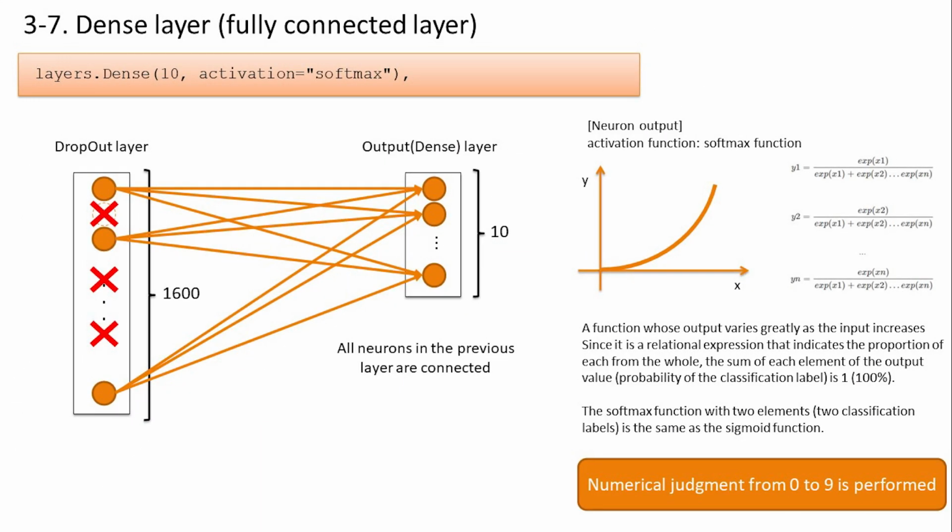Move on. Finally comes the dense layer. This is a fully connected layer, meaning that it is connected to all the neurons in the previous layer. This time it is used for the output layer. The output layer of this model judges numbers from 0 to 9 with 10 neurons. The activation function will be the softmax function. It is a function in which the output changes greatly as the input increases, and each neuron has a relational expression that indicates the ratio from the whole, so if you add all the numbers from 0 to 9, it will be 1. You can indicate the judgment ratio from 0 to 9 with the whole as 100%.